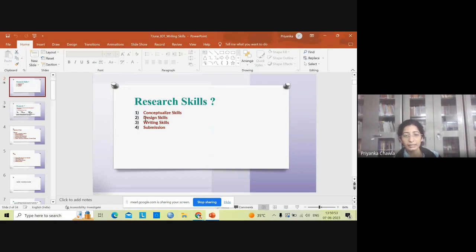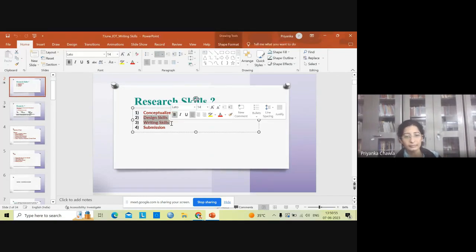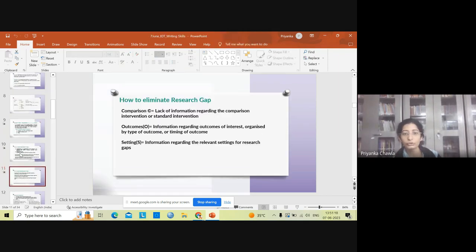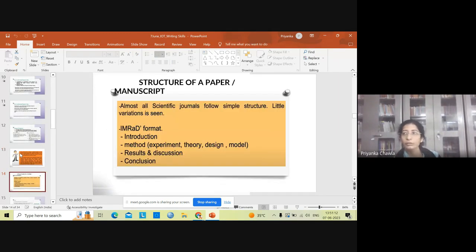Second is design skill, design and writing skill. Design skill deals with the format of the paper, what you have to include. Writing skill means the things which we have to include, the sentence framing, or do's and don'ts. Simultaneously, I will be taking the design skill as well as the writing skill. Designing means the structure of the paper or manuscript.